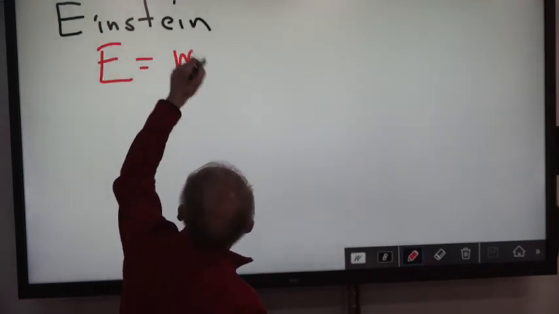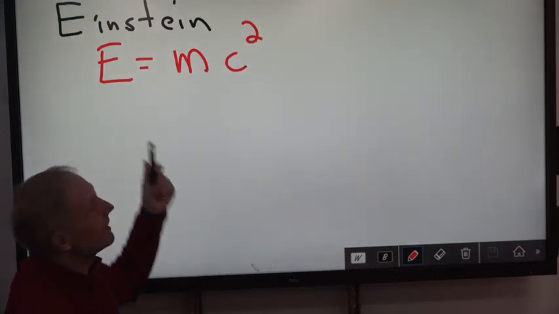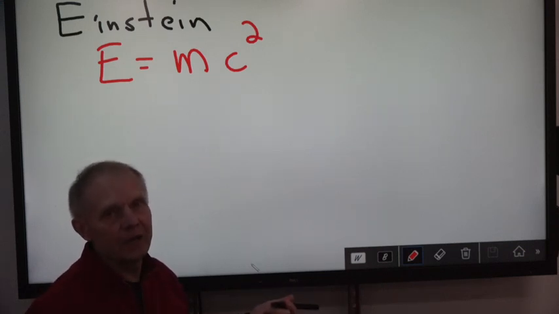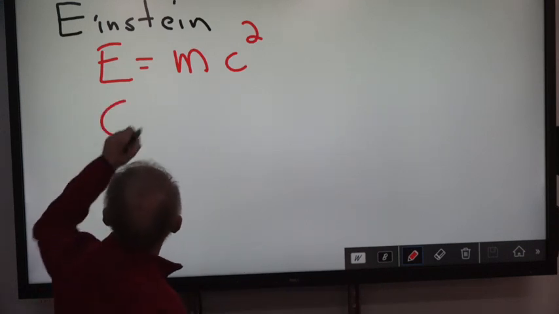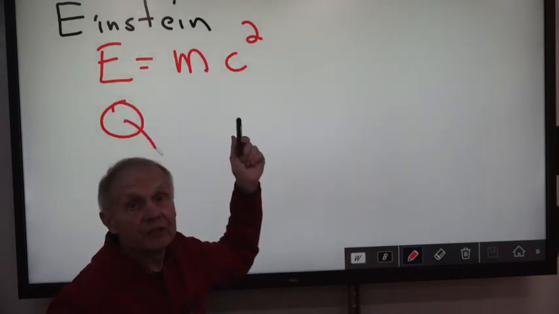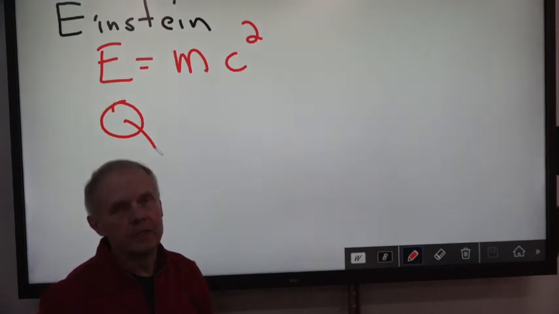E equals mc squared. So what that means, right now in chemistry, E doesn't stand for energy. In chemistry, Q is energy, but back then E is energy, M stands for mass, and c squared is the speed of light squared.